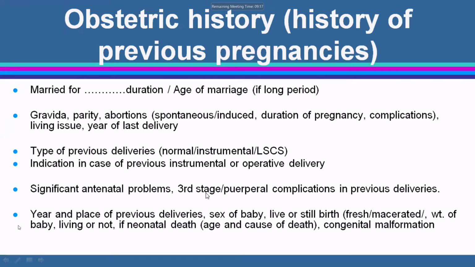And if she had complications in the third stage, means after delivery of the baby, like retained placenta or postpartum hemorrhage, you should mention it. If she had puerperal complications in previous delivery, like puerperal pyrexia, then also you should mention it.